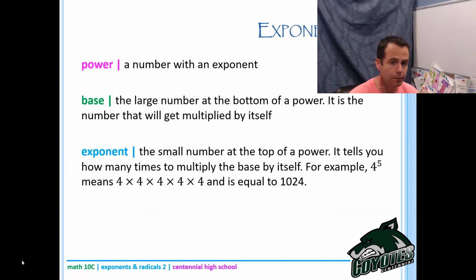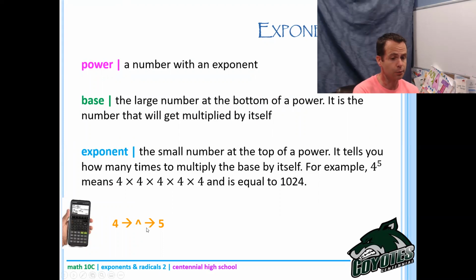Now you do have an exponent button on your graphing calculators. If you are a Casio kid, it looks like this. And if you're a TI kid, it looks like that as well, no matter who you are. On a Casio, that button will be right underneath your variable button, or if you find your alpha button, it's 2 to the right of your alpha button. If you are TI, it's right underneath your clear button. So take your calculator, go for 4 exponent 5, and make sure you're able to get the 1024.